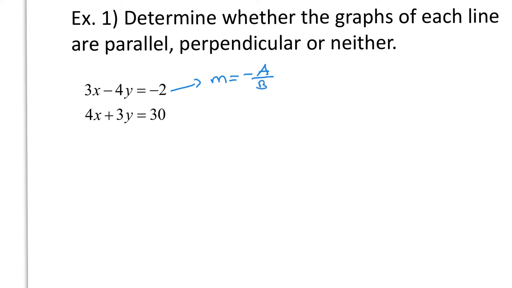So this is where you have to know which one is the a, the b, and the c in standard form. A is the one with the x, b is the one with the y, and the number with no variable is your constant. But we don't need c to find the slope. We just need a and b. So let's go ahead and make sense of the fraction here.